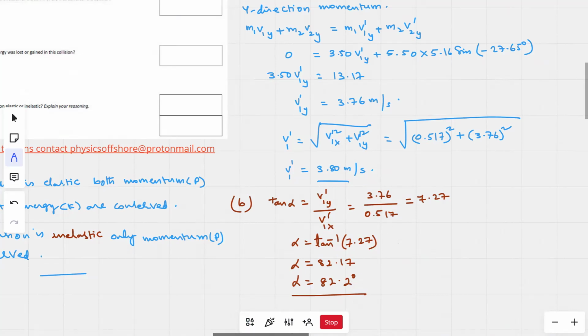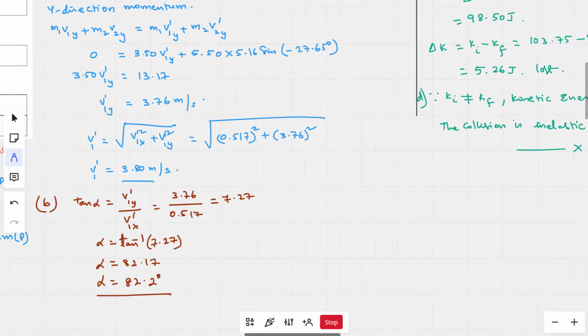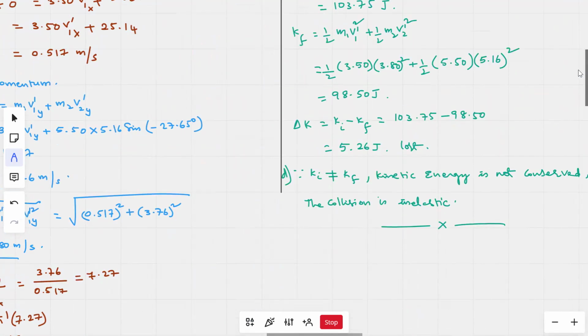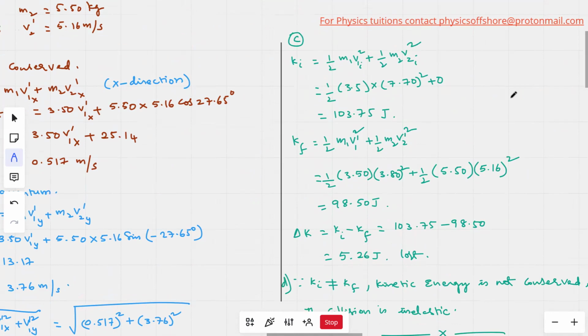Okay, now with this we found out the velocities. Next we will see whether the kinetic energy is conserved or not. Let us write the kinetic energy. K is equal to half mv square. If the kinetic energy is conserved, then the collision is elastic. So let us see whether the initial kinetic energy is equal to the final kinetic energy or there is any loss in the kinetic energy. If there is any loss, then the kinetic energy is not conserved, and the collision will be inelastic. That is how we will draw the conclusion.